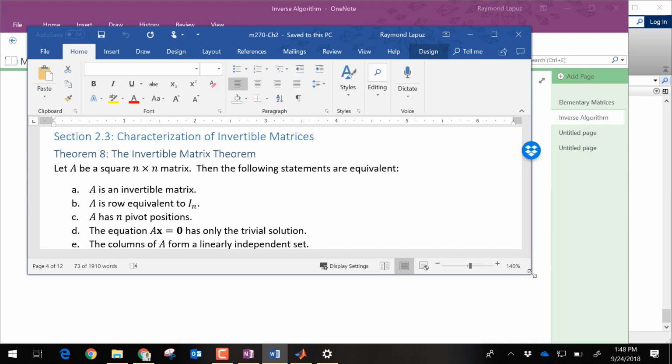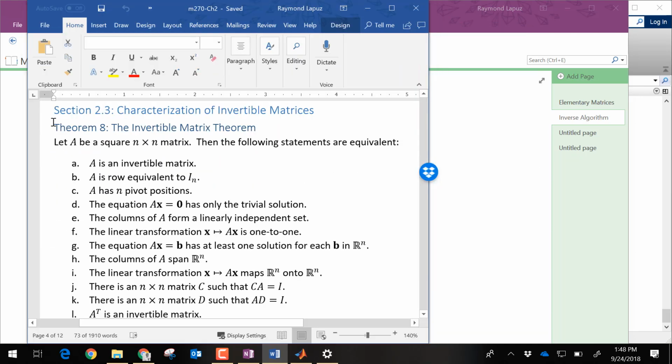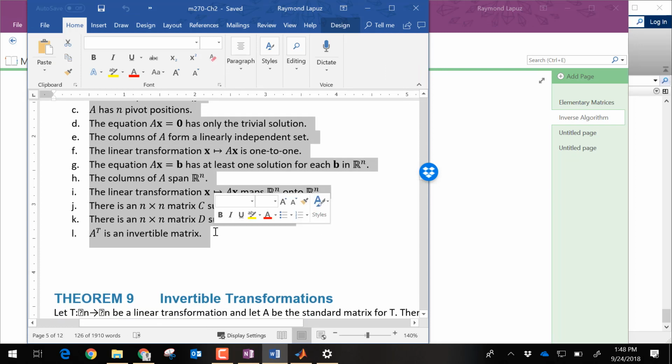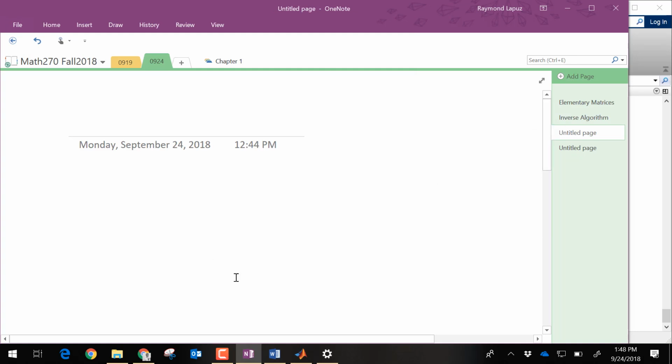So now that you know how to find the inverse of a matrix, invertible, invertible.